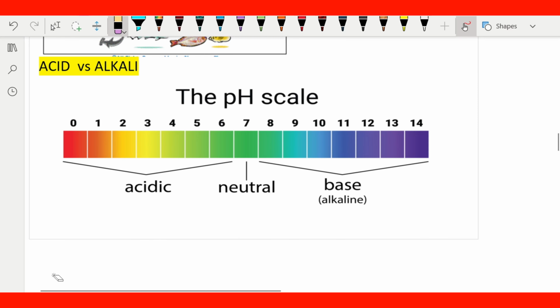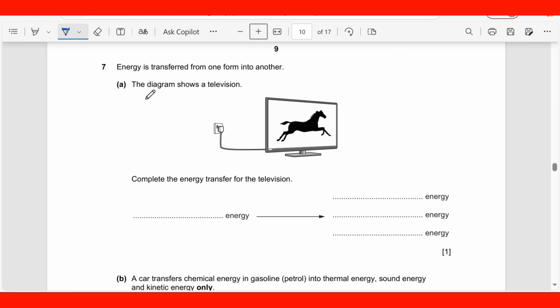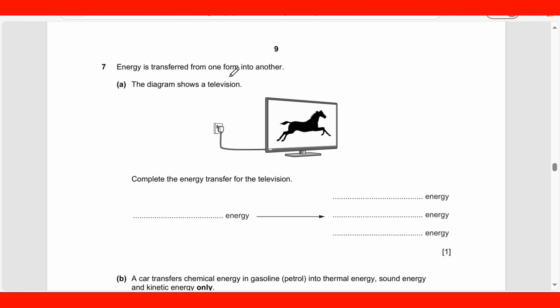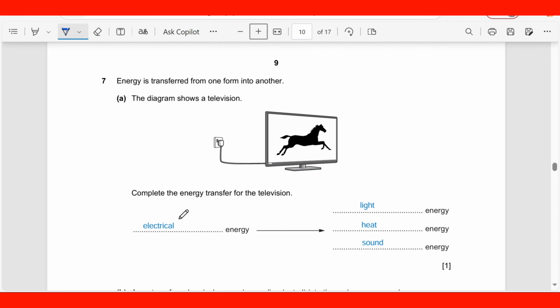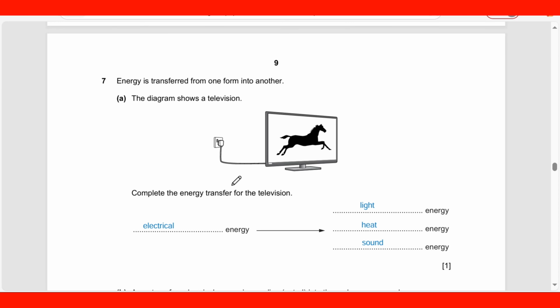Okay, next. Okay, number 7, energy is transferred from one form into another. A, the diagram shows a television. Complete the energy transfer for television. Blank energy into 1, 2, 3. Pause this video if you need some more time. Let's check out the answer, guys. Well, it's electrical energy from here and converted into light energy, heat energy, and sound energy.